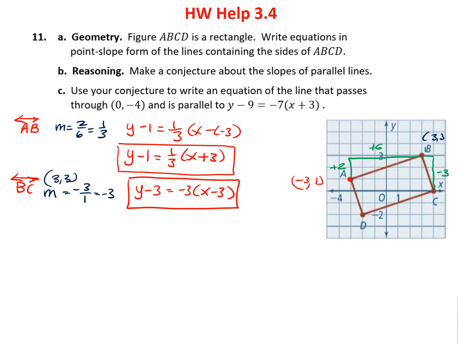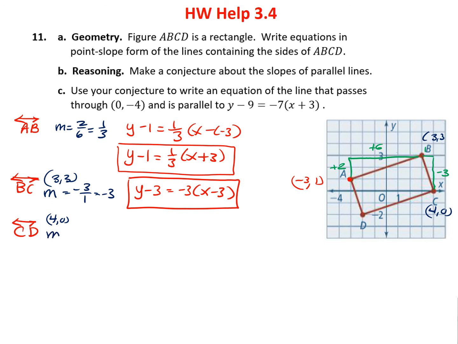Okay, let's go on to CD. I'm going to pick the point C here. This is the point 1, 2, 3, 4, so the point 4, 0. By the way, on each of these, I could have used point D instead of C. I would get the same answer. The equation would look a little different, but they would simplify to the same thing.